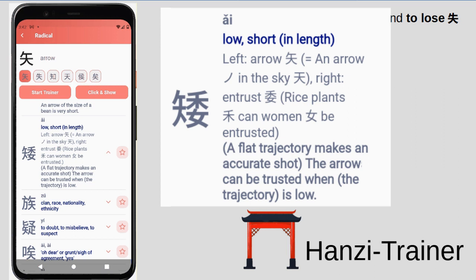If you shoot with a steep angle, the arrow is hardly controllable, but if you shoot flat, you can hit the target more accurately. The memory phrase is: the arrow can be entrusted when the trajectory is low. I repeat, the arrow can be trusted when, now in brackets, the trajectory is low. Okay, let's come to the next one.